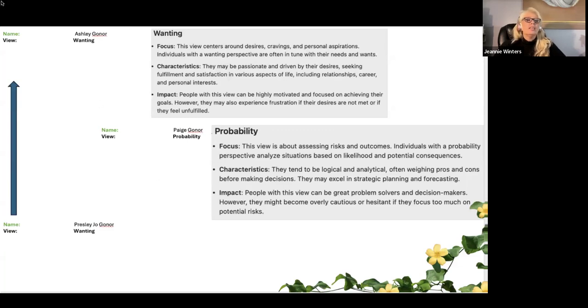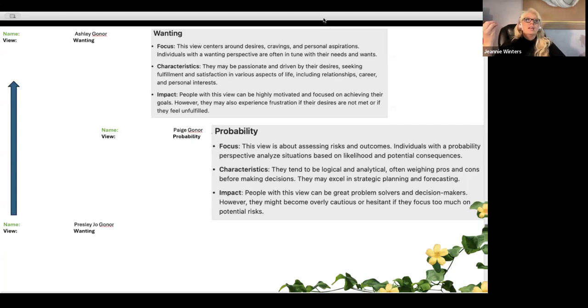Okay, so then you have your view, right? Your view is what we call wanting. The focus is that the view centers around desires, cravings, and personal aspirations. Individuals with a wanting perspective, which I have as well, are often in tune with their needs and wants. The characteristics: they may be passionate and driven by their desires, seeking fulfillment and satisfaction in various aspects of life, including relationships, career, and personal interests. Impact: people with this view can be highly motivated and focused on achieving their goals. However, they may also experience frustration if their desires are not met or if they feel unfulfilled.